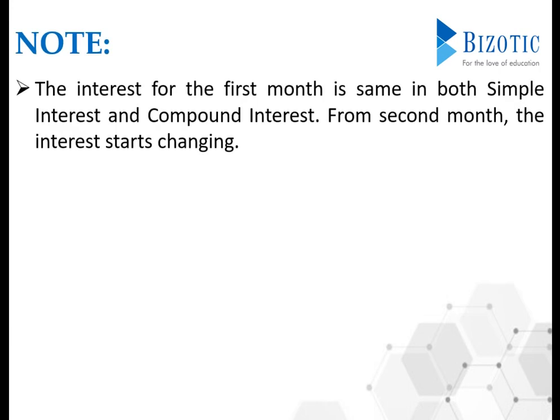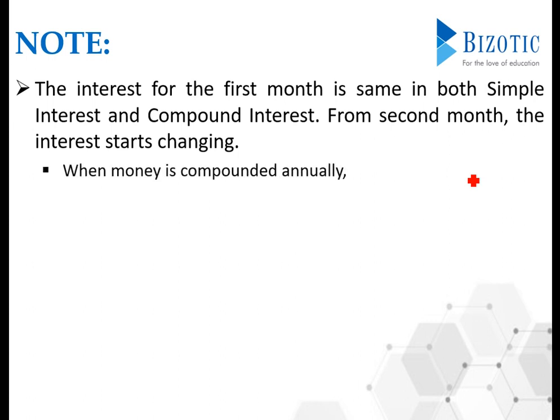Let's see that in the note. The interest for the first month is the same in both simple interest and compound interest. From the second month, the interest starts changing. Very true. When it comes to simple interest, whatever the interest is, it will remain the same based on the principal amount. But in the compound interest case, the interest will also start earning after the first term or first year. So let's see what the different cases are.